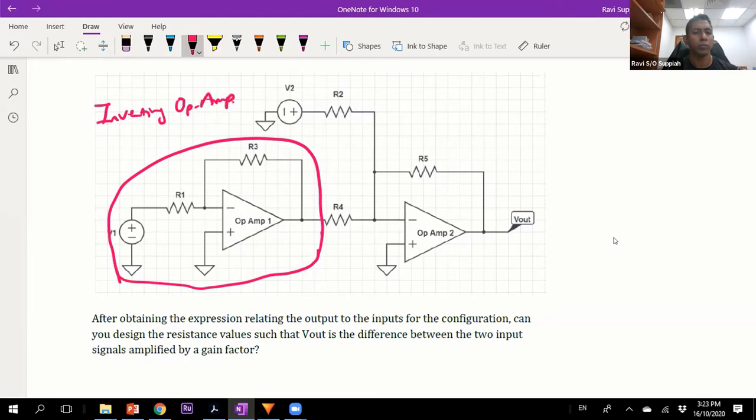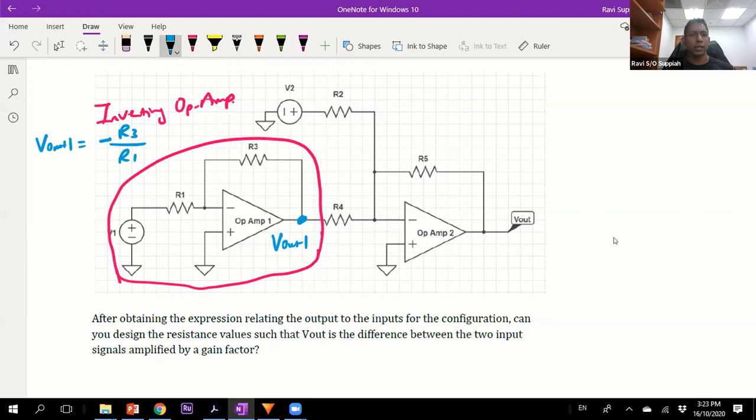Inverting op-amp configuration. Your input signal is applied to the negative, the positive is grounded, and you have the feedback resistors. That means the voltage at this point here, if I call it Vout1, I can straight away say that Vout1 is equal to negative R3 over R1. So that is your standard so-called inverting configuration for the op-amp.